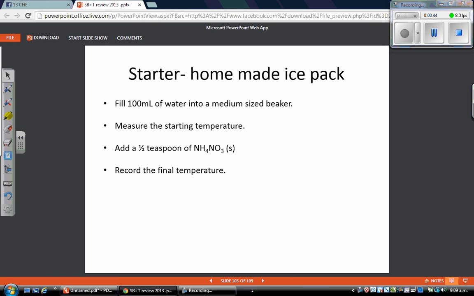Now I got you guys to start by doing a little experiment, and it was simply to dissolve ammonium nitrate in water and to record the drop in temperature. And the point we were trying to make here was that although a reaction may be endothermic, there can be an increase in entropy.